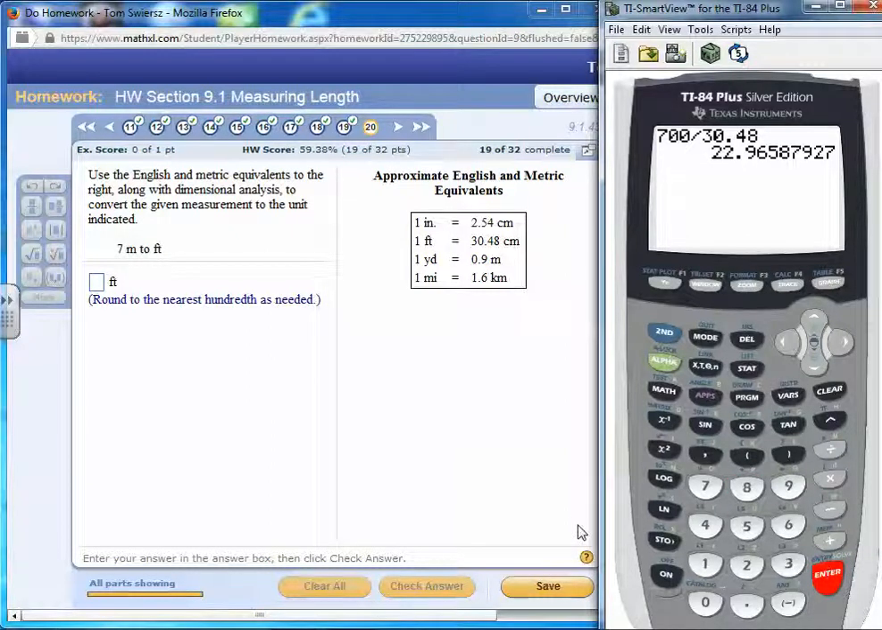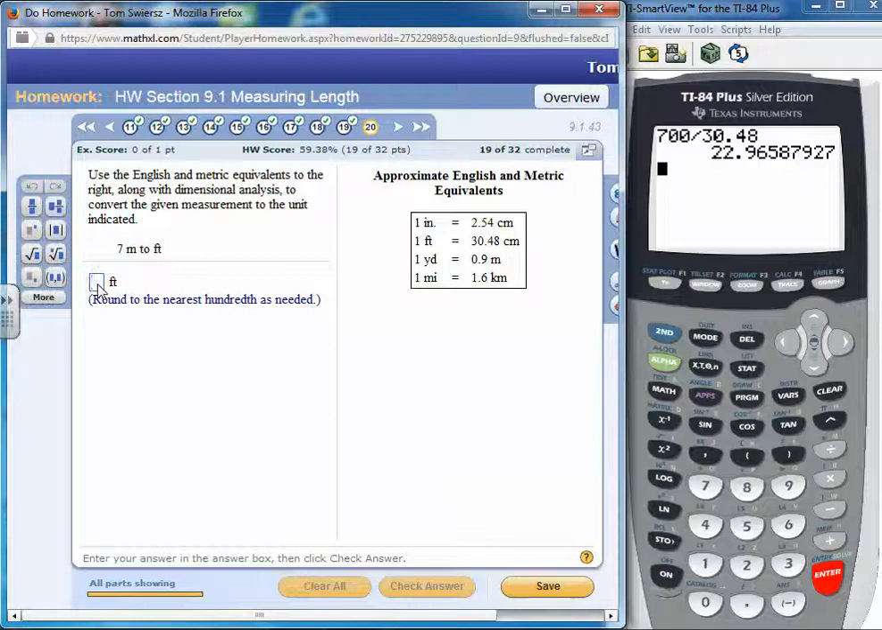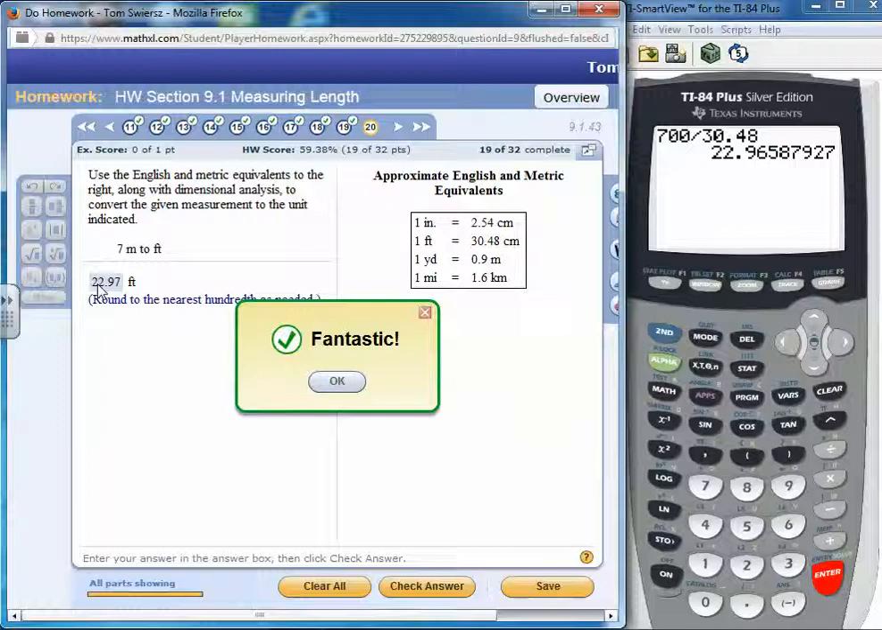And we get 22.9658, again, rounded to the nearest hundredth. There is a 5 in the thousandths, so the 6 would be rounded up to a 7. So that would give us 22.97, rounded correctly to the nearest hundredth.